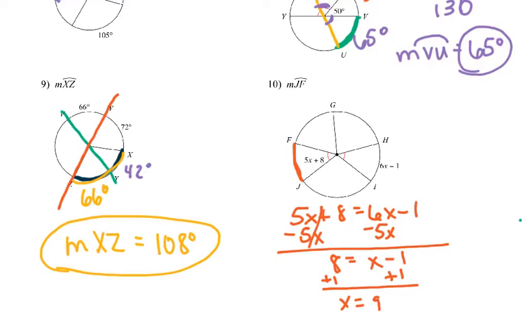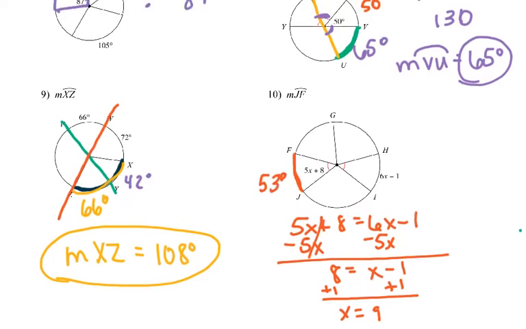Now, remember that you need to go back and actually answer the question. So if x is equal to 9, we're going to substitute x in here for that central angle. 5 times 9 plus 8 is 53, which means that arc FJ is also 53 degrees. And we need to write that. So the measure of arc JF is equal to 53 degrees.